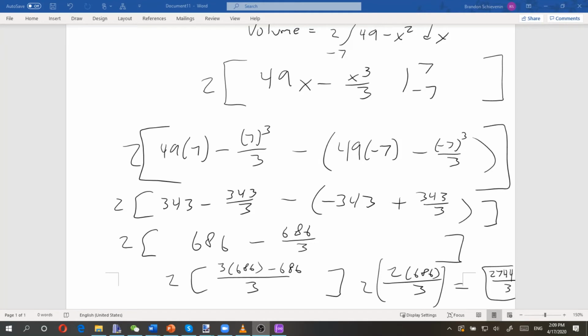Okay, correcting a mistake here really quick. If I want to combine these, I've got 343 plus 343 is 686. Negative 343 over 3 minus 343 over 3 is 2 times 343 over 3, or negative 686 over 3. In order to get a common denominator, I would put both of these over 3, so that's 3 times 686 over 3 minus 1 times 686 over 3 would give me 2 times 686 over 3. And if I multiply all of that out, 2 times 2 times 686 is 2744 over 3.